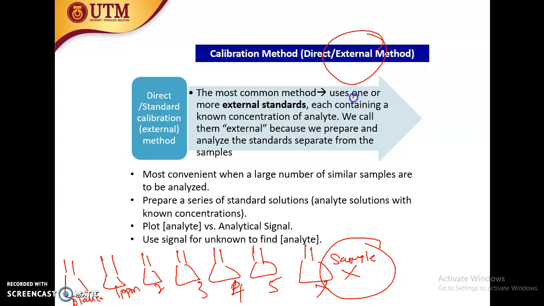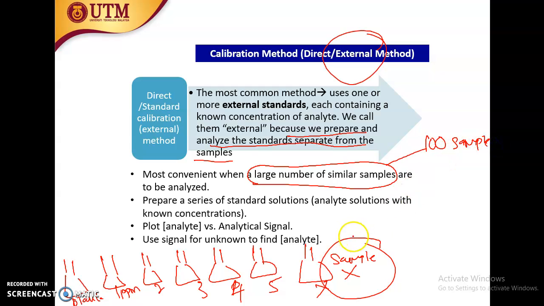Okay, this is the most common method, because we prepare and analyze the standard separate from the sample. This is most convenient for a large number of similar samples. If you have, for example, 100 samples, by doing only 1 calibration curve, y = mx + c, you can have the signal from 100 samples and then just use y = mx + c here and then calculate your x.